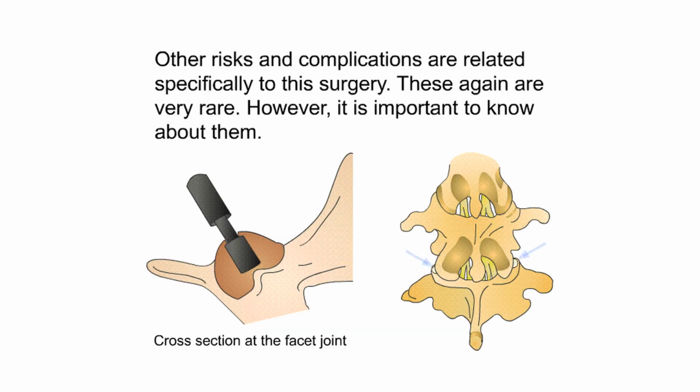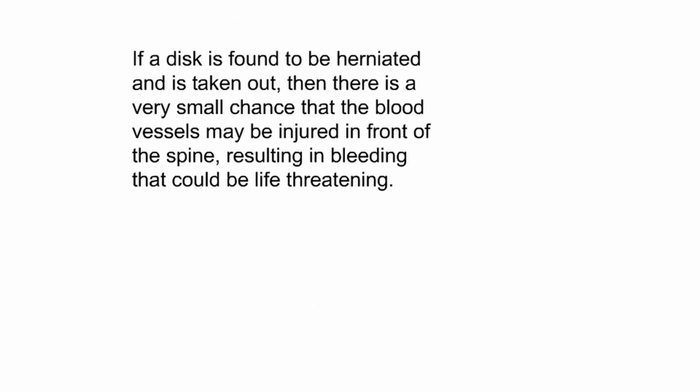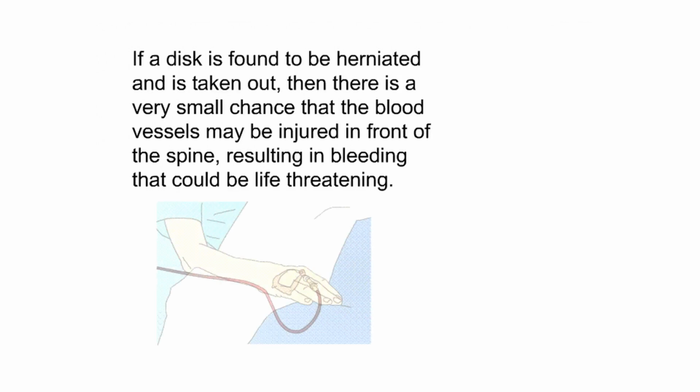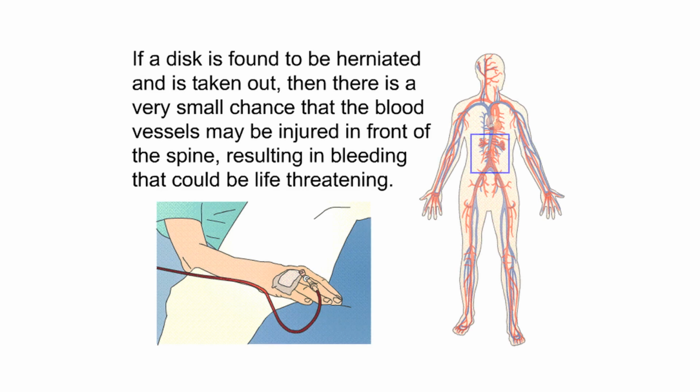Other risks and complications are related specifically to the surgery. These again are very rare. However, it is important to know about them. Fluid may leak from around the nerves. If a disc is found to be herniated and is taken out, then there is a very small chance that the blood vessels may be injured in front of the spine, resulting in bleeding that could be life-threatening.